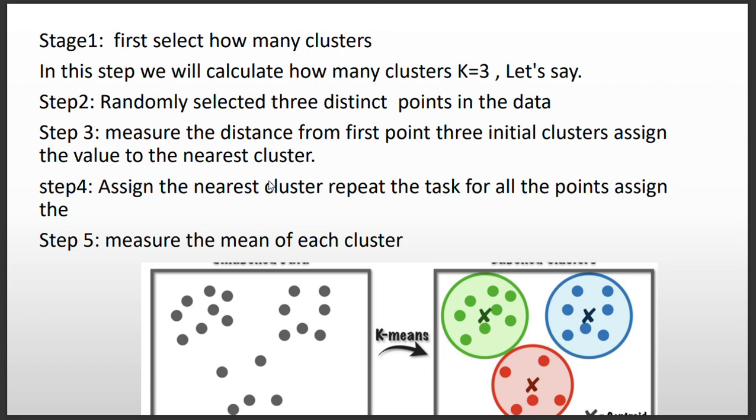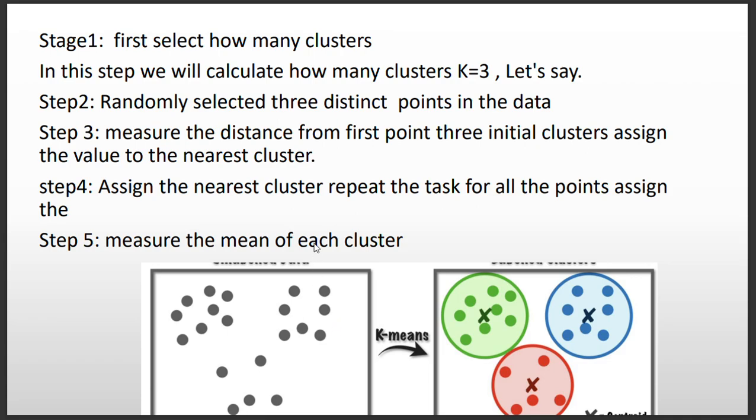These are the steps involved in k-means clustering. First, select how many clusters. Let us say k is equal to 3. Randomly select three distinct points in the data. Let us say this point, this point, and this point. Measure the distance from the point to the three initial clusters. Let us say this point is nearest to this cluster, and this point is nearest to this cluster, and this point is nearest to this cluster.